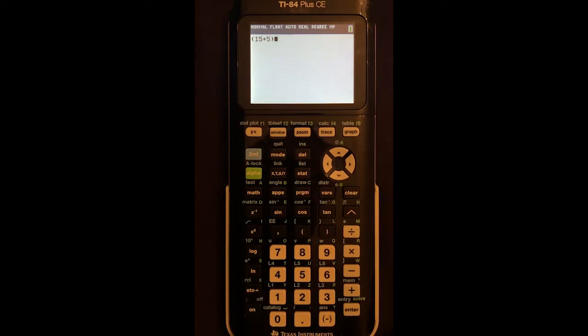That's going to be 20, of course, we know that, and then times 12. Or again, we could have just done 20 times 12 for 240. Now, we talked about other options.